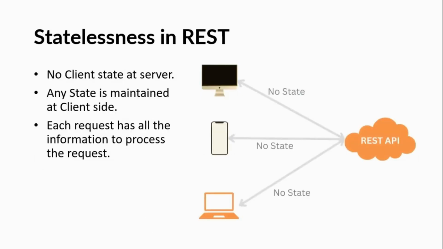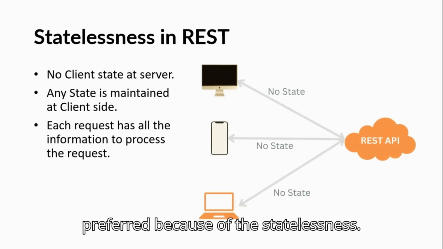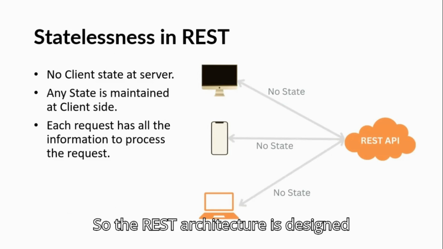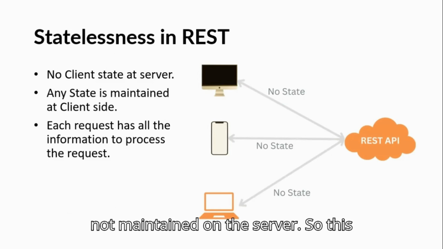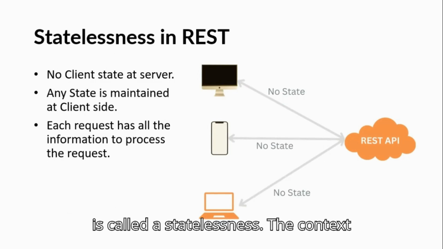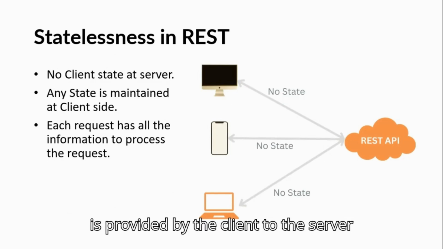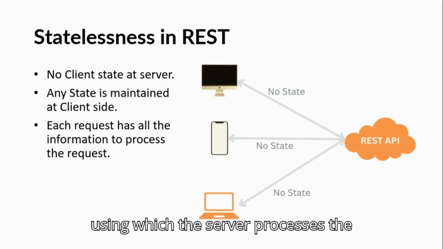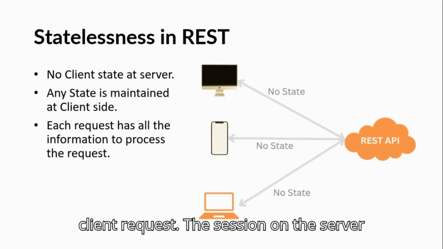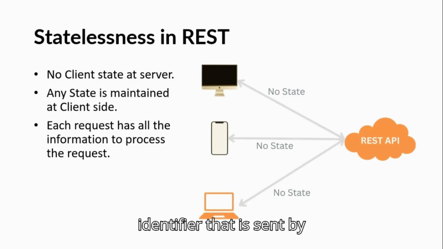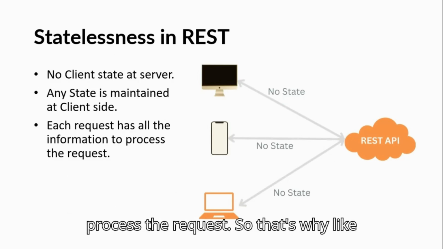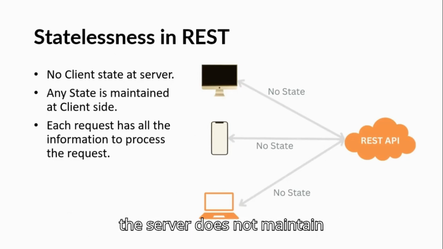Now let's understand statelessness in the REST architecture. A RESTful web service is preferred because of the statelessness. The REST architecture is designed in such a way that the client state is not maintained on the server. This is called statelessness. The context is provided by the client to the server, using which the server processes the client request. The session on the server is identified by the session identifier that is sent by the client. Each request has all the information to process the request. That's why the server does not maintain the client state.